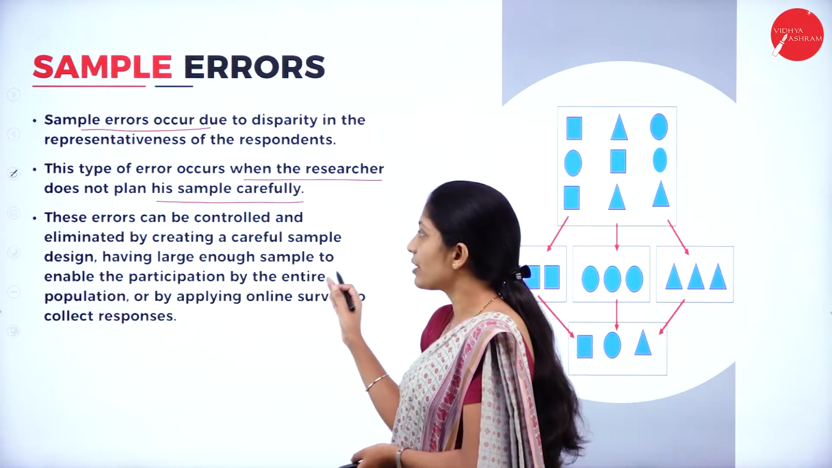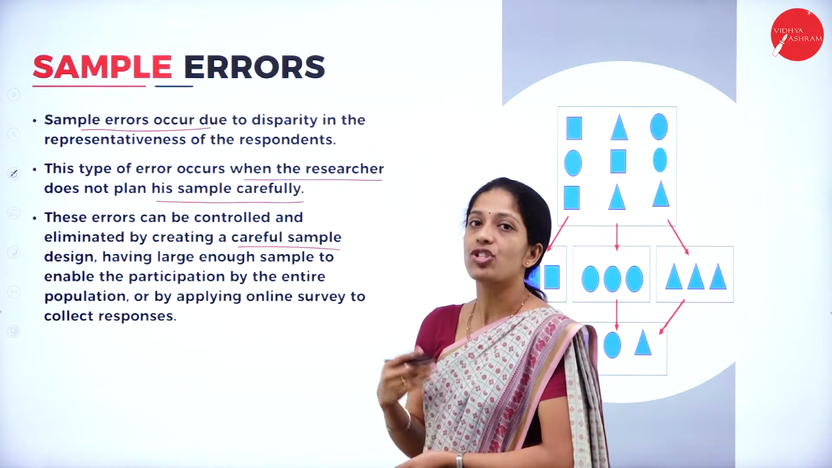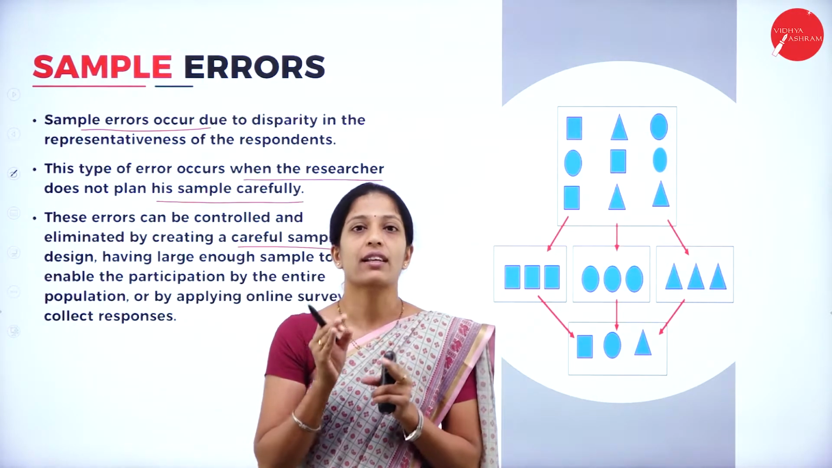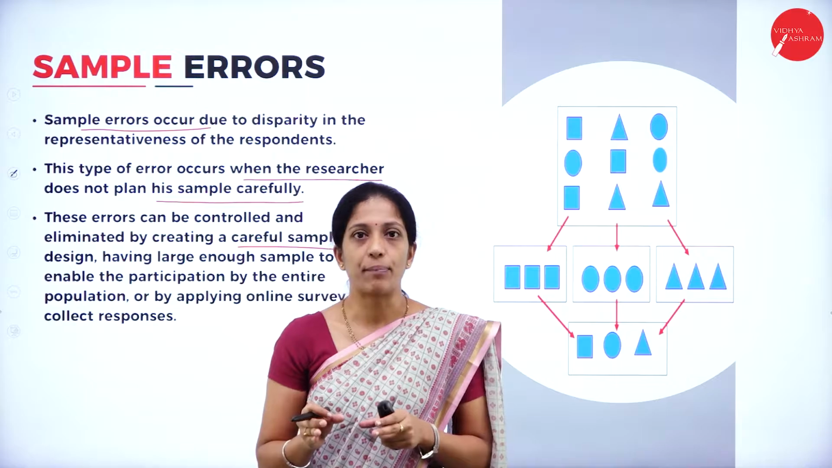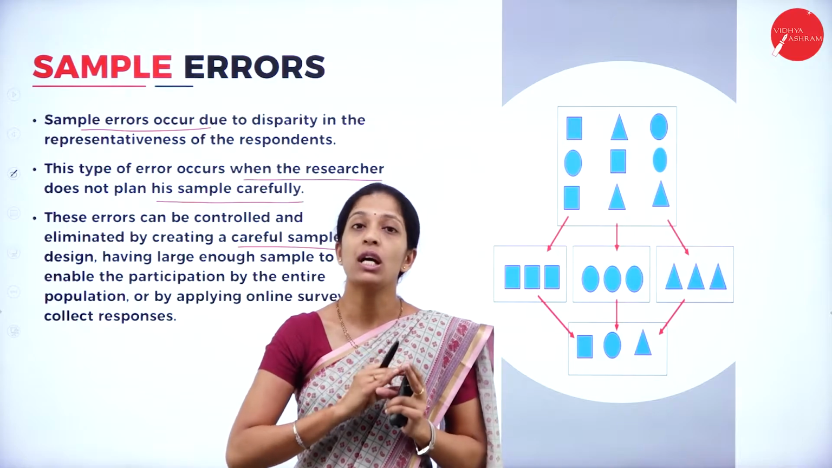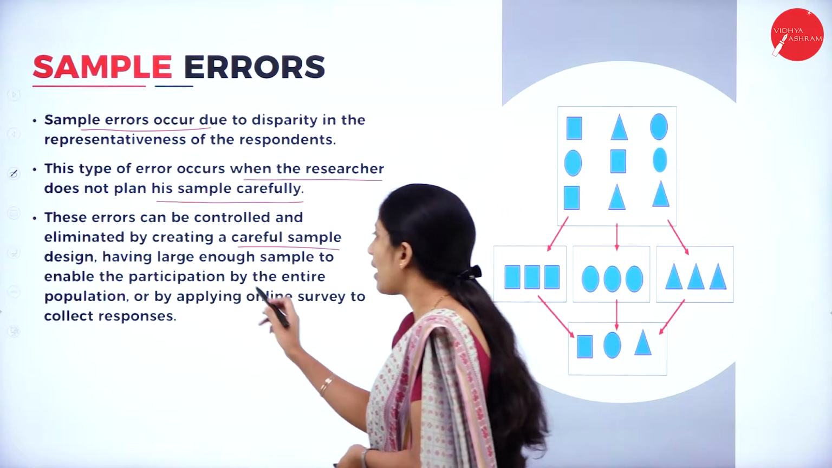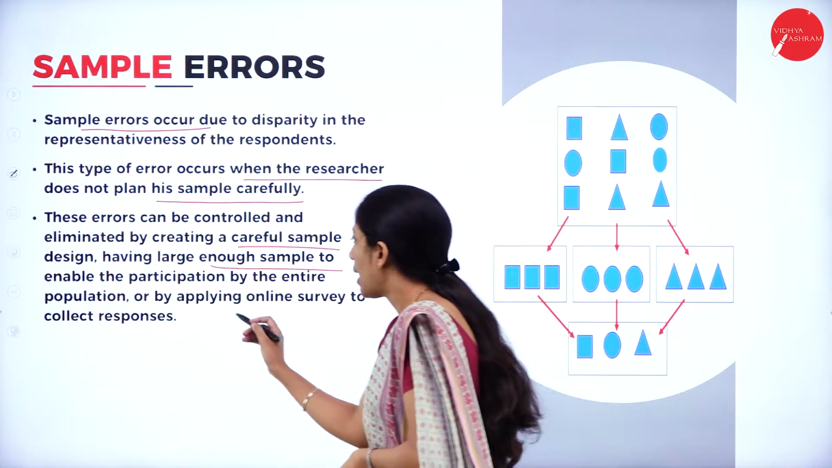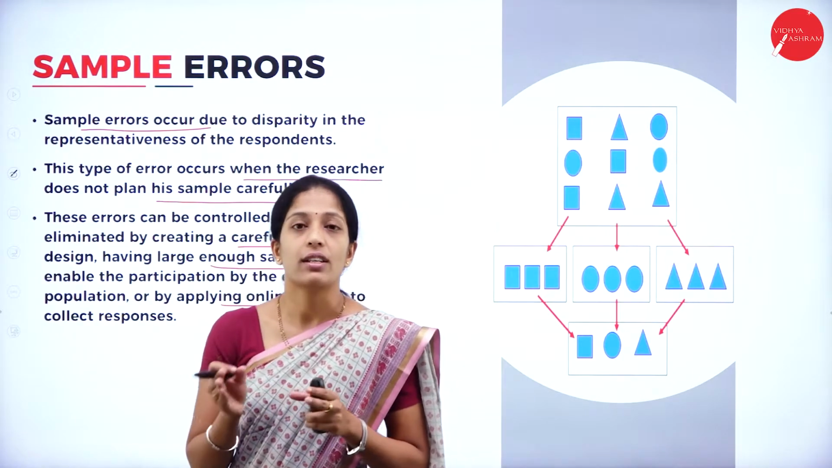These errors can be controlled and eliminated by creating a careful sample design having a large enough sample. As I have already told you, if the sample size is more, then of course the accuracy of information will also be more. Suppose the researcher has selected a wrong sample, he has to correct that sample, and at the same time enlarge the sample so that we can get an accurate result, by having a large enough sample to enable participation by the entire population, or by applying an online survey to collect the responses. So, there are 4 types of error we have already discussed.